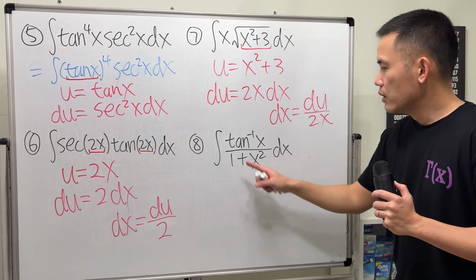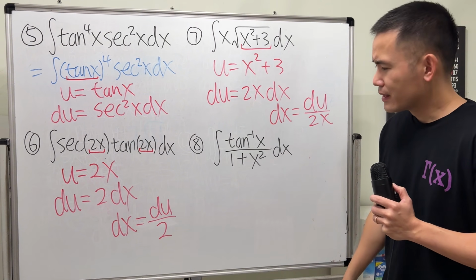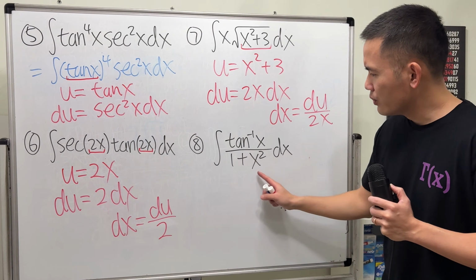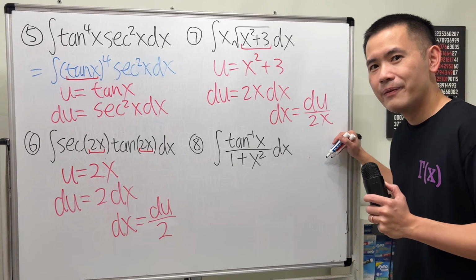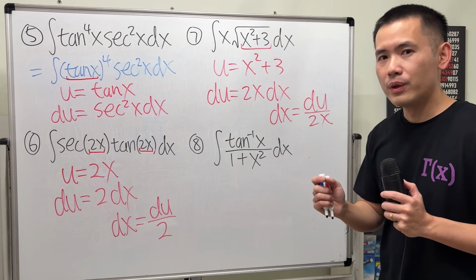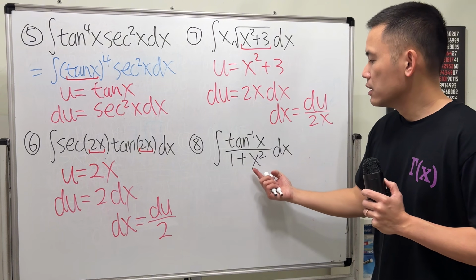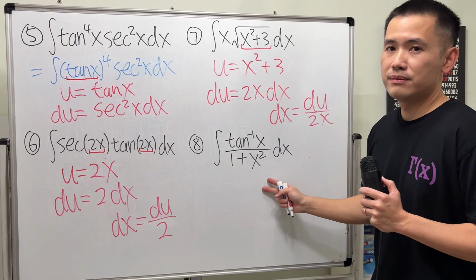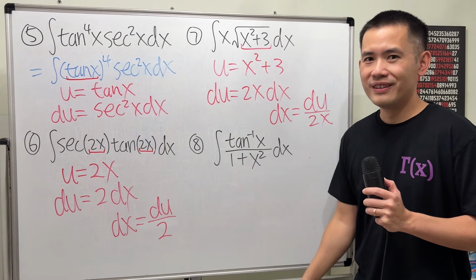Number 8, we have inverse tangent of x over 1 plus x squared. This time, do I choose the u from the bottom or what? Well, again, we have to know our derivatives really well. If you let u equal this, the derivative of this is just 2x. Well, on the top we have inverse tangent. That's going to be pretty horrible.